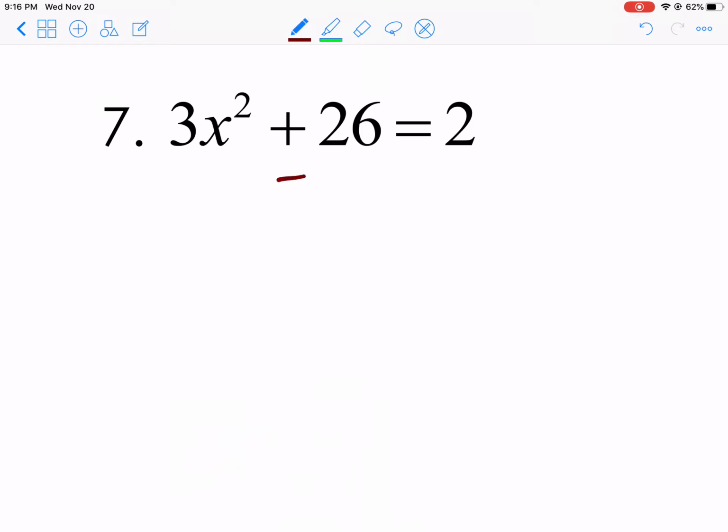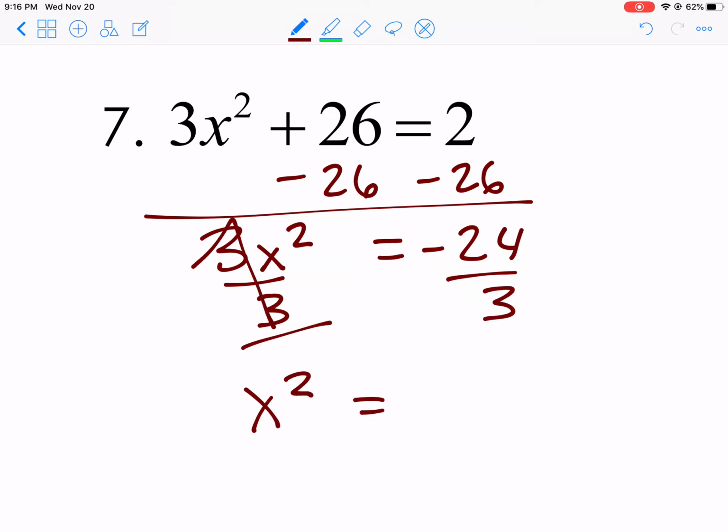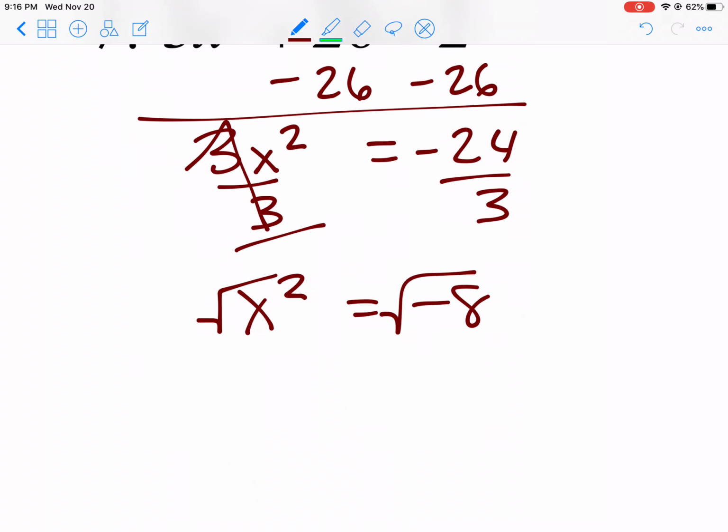All right, I'm going to start by subtracting 26 from both sides. 2 minus 26 is negative 24. To get x squared alone, I'm going to divide both sides by 3. 3 divided by 3 is 1, so I'm left with x squared equals negative 8. Now that I have something squared equals number, this is where I can take the square root of both sides. On the left, I'll have x. On the right, I'll have positive and negative. The square root of 8 is 2 root 2. Because it was negative 8, it's 2i root 2.